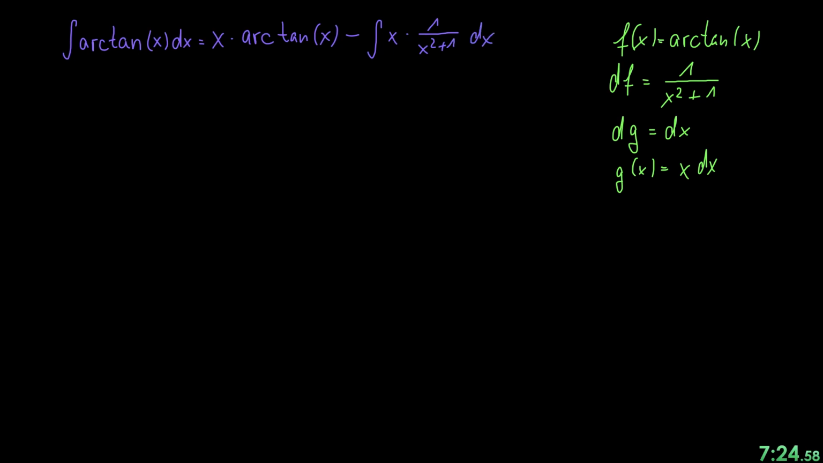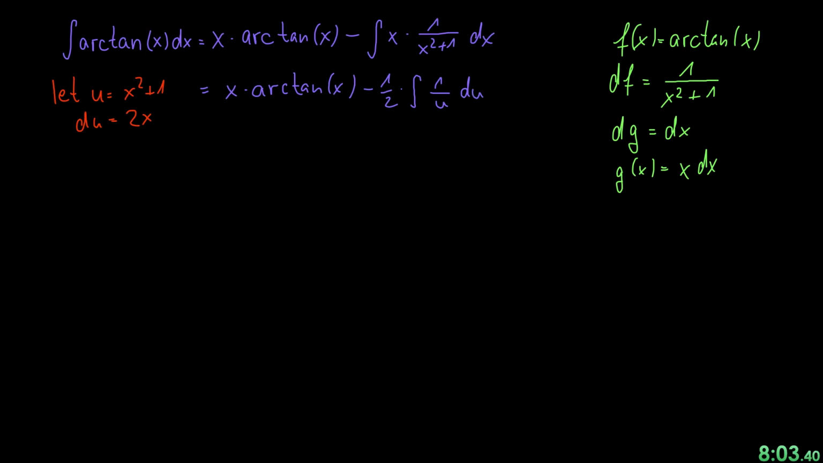Now we're gonna let u be equal to x squared plus 1, which means our du will be equal to 2x. Okay, we have x times the inverse tangents of x minus, and we need to pull a half in the front again, so we have 1/2 times the integral of 1 over u du.